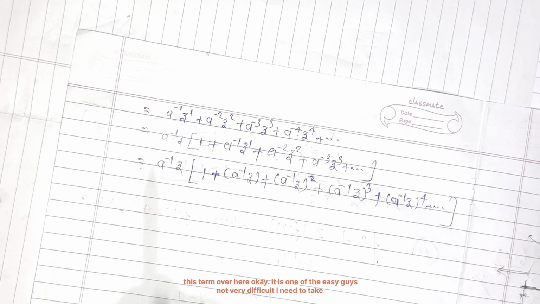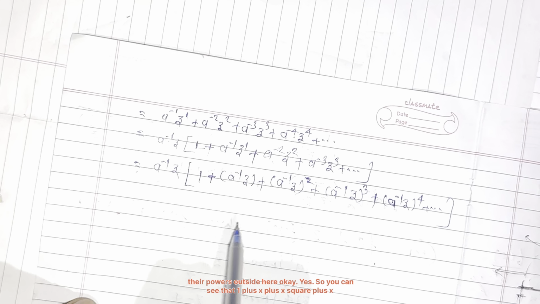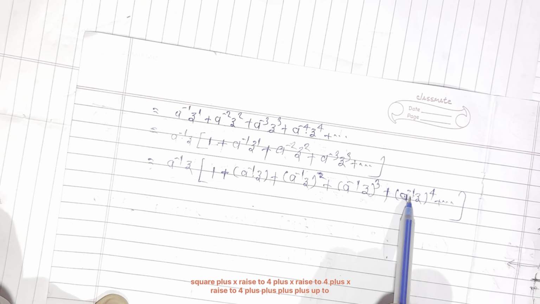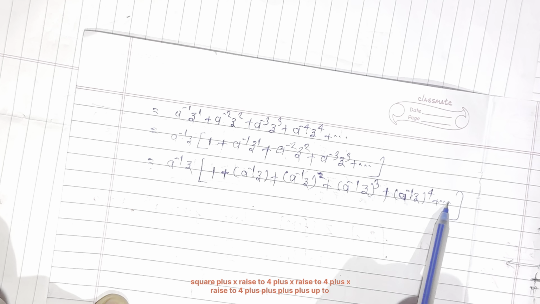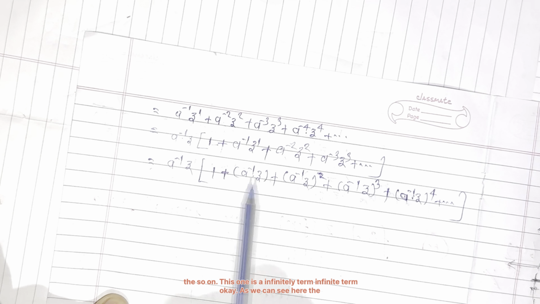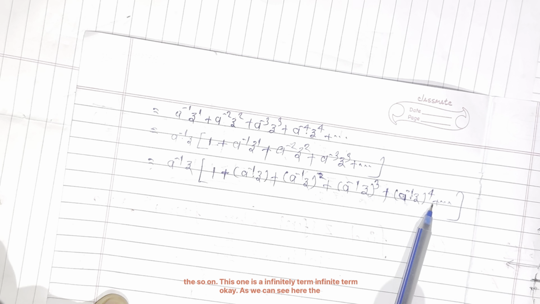This way I have written this term over here. It's one of the easy ones, not the difficult ones. I need to take their powers outside here. So you can see that 1 plus x square plus x cube plus x raised to 4 plus x raised to 5 plus, and so on, is an infinite series.